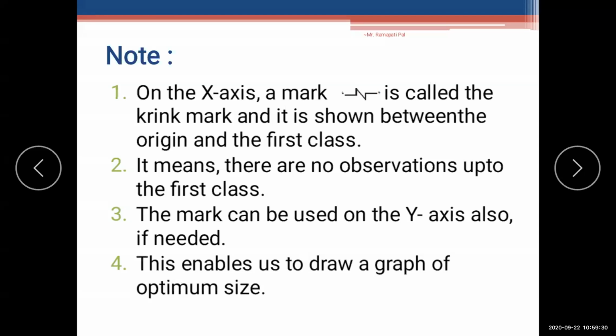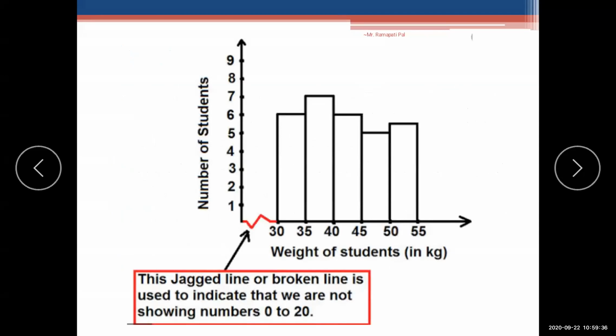Okay, very good. Now you can see this is a histogram. The bars are joined, correct? In the shape of a rectangle.